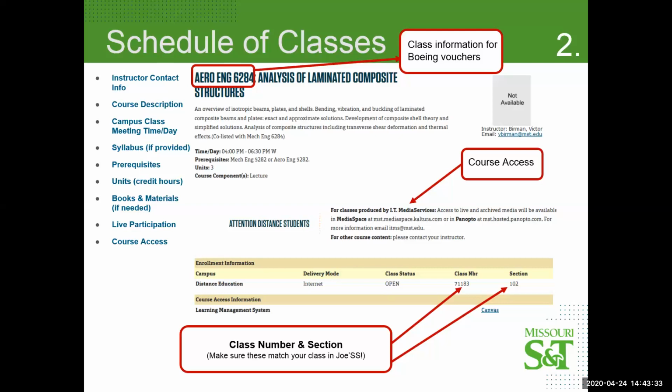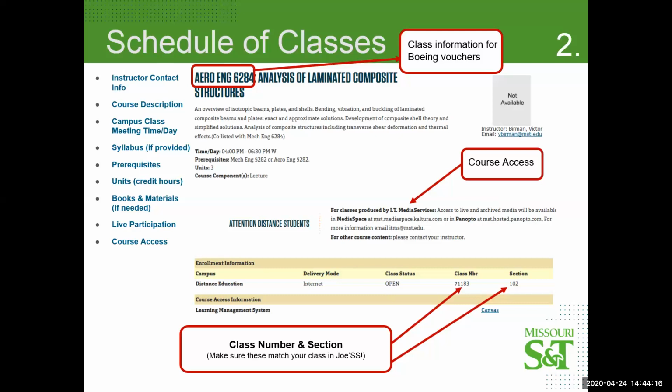Some of them also tell you what kind of books or materials are needed. Just to advise, some of these classes do not have books. And over here, you can see your course access. It particularly calls attention to distance students, and it says that the access to your class live and archived media recordings will be available in Media Space or Panopto. If you need additional information, you can contact itms@msc.edu. Now, if your class says arranged under time and day, then you want to contact your instructor and find out more information because theirs might not necessarily be held at a specific time on a specific day.